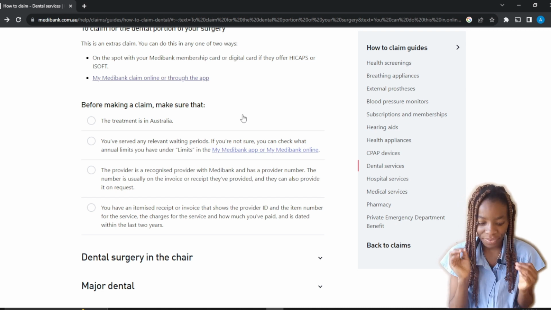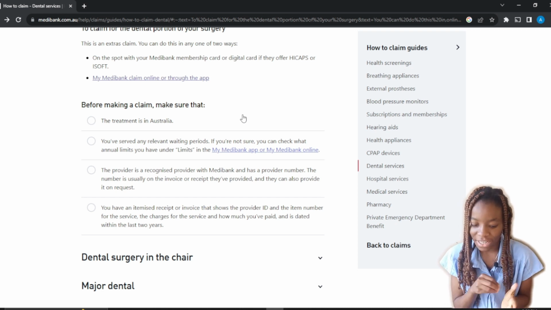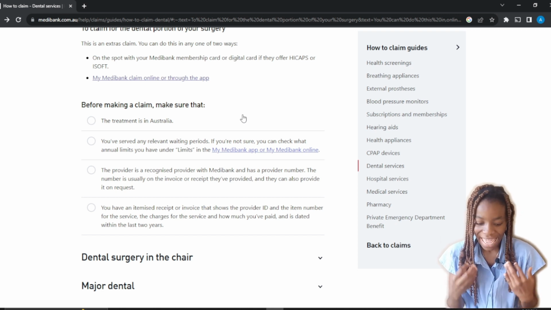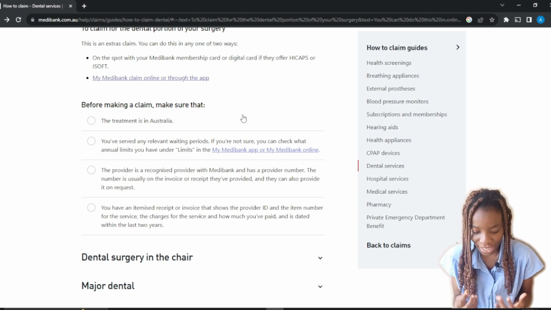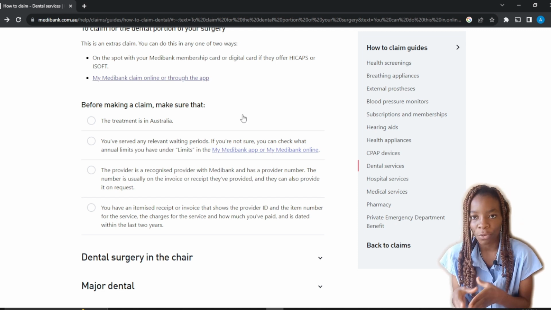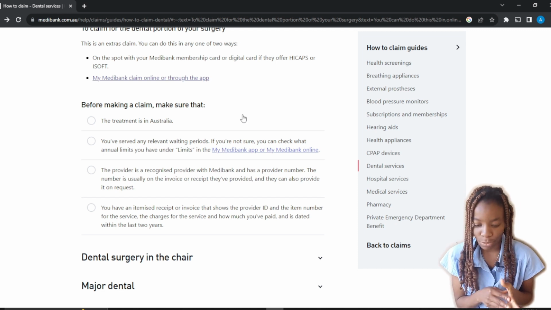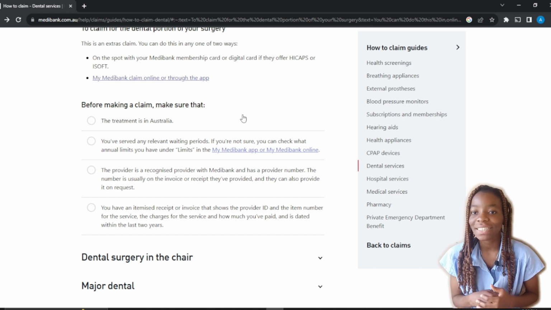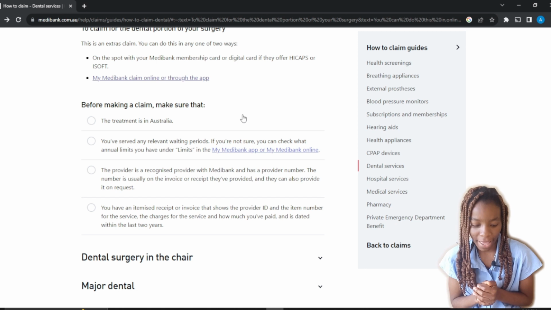Easy. And then the next is the provider is a recognized provider. The person who provided your dental surgery is recognized with Medibank and has a provider number with Medibank. You have to be sure of that. And then the number is usually on the invoice or receipt provided, and they can also provide it on request. So you need to check the receipt if the provider's number is there and it is tied to Medibank.